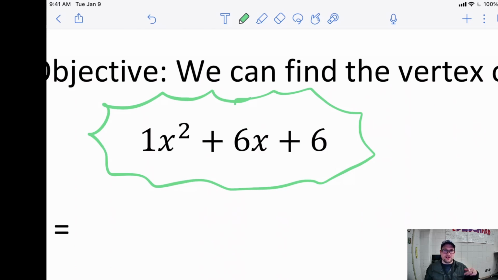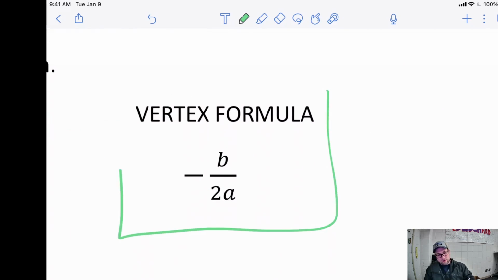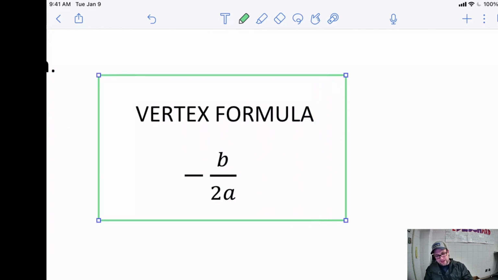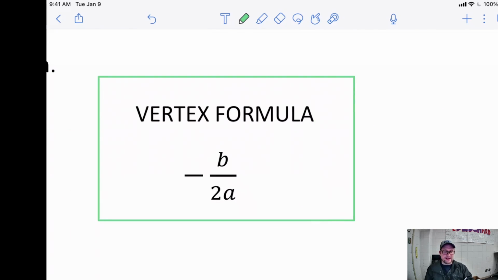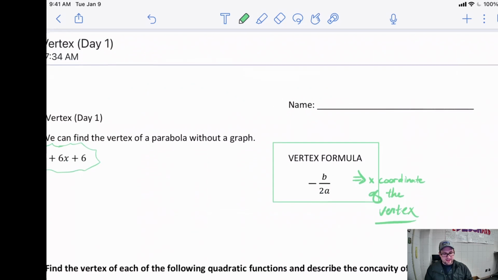Now there's one special formula that we're going to use all over today, and that is what we call our vertex formula. You can find it right over here. It is negative b over 2a. This is going to give us the x-coordinate of the vertex. And then we are going to use that x-coordinate to find the y-coordinate, and that will complete the point that makes up the vertex. Here's how you're going to do it.